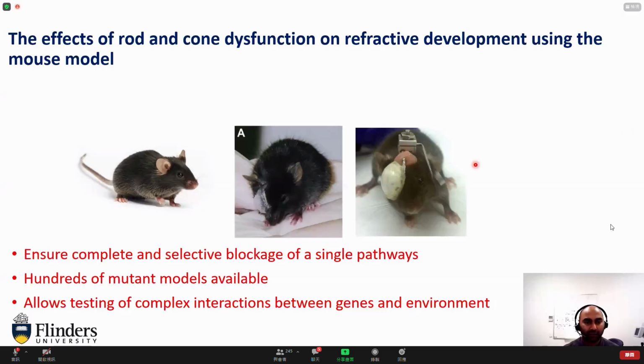The good thing about the mouse model is that because there are genetic mutations available, it ensures complete and selective blockage of the retinal signaling pathways we are interested in. There are hundreds of different mouse models available, but more importantly, when we impose a form deprivation or minus lens defocus over the genetic mutant, it allows us to test for complex interactions between gene and visual environment.